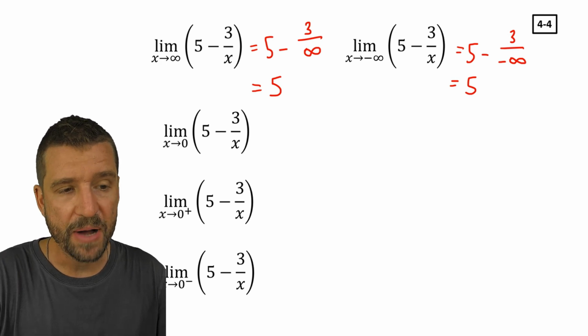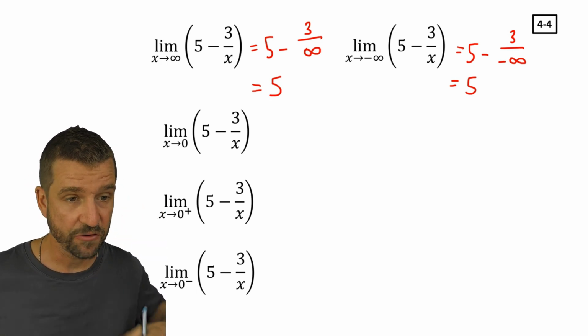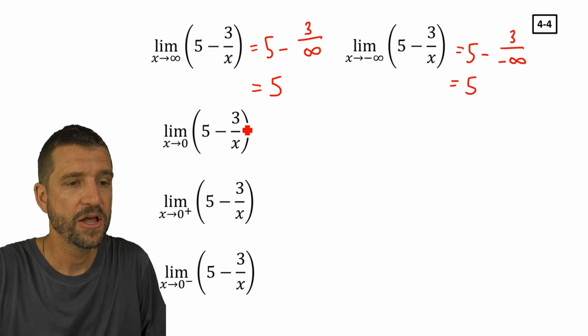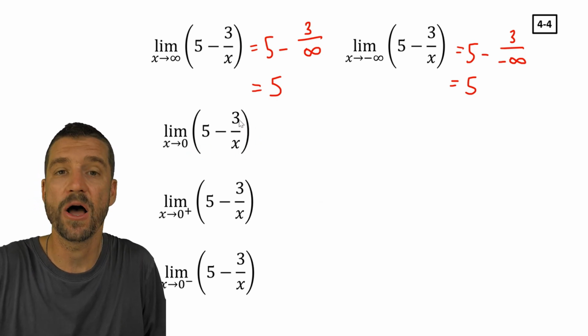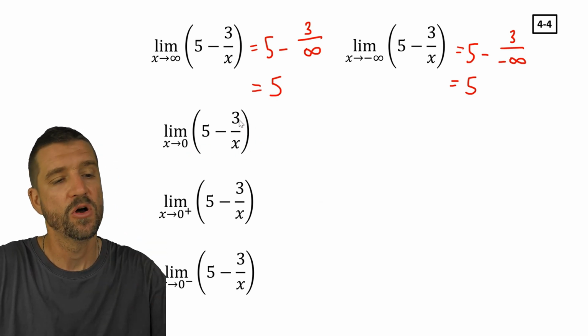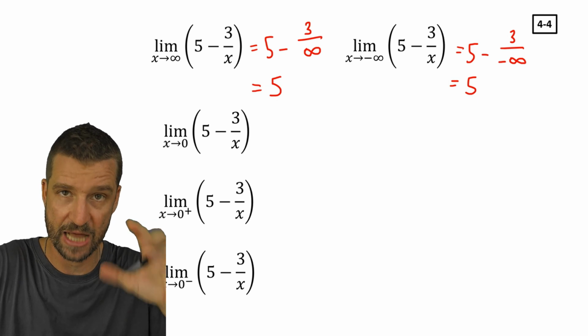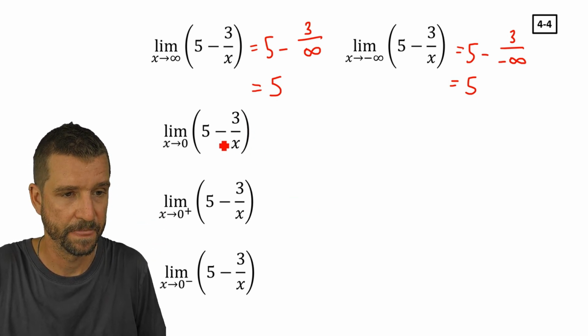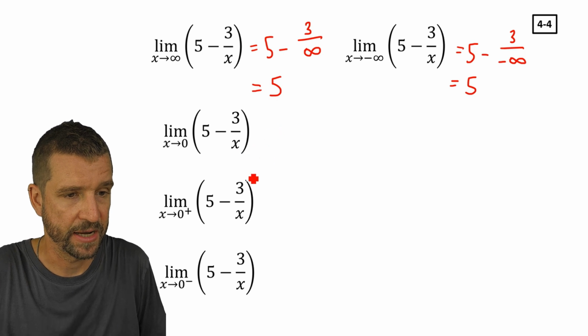All right, so I hope you paused the video here and you gave these a shot. So first of all, what happens when I plug in 0? 3 divided by 0, a number over 0 will always be a vertical asymptote, okay? So we will have a vertical asymptote here at 0, okay?